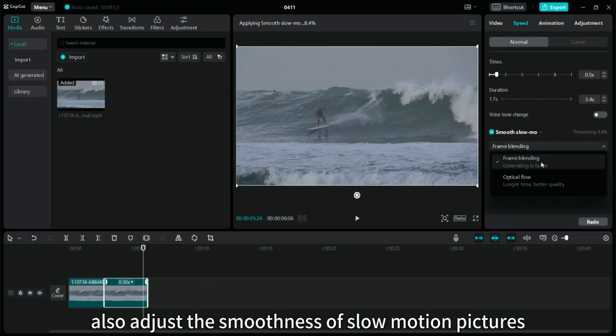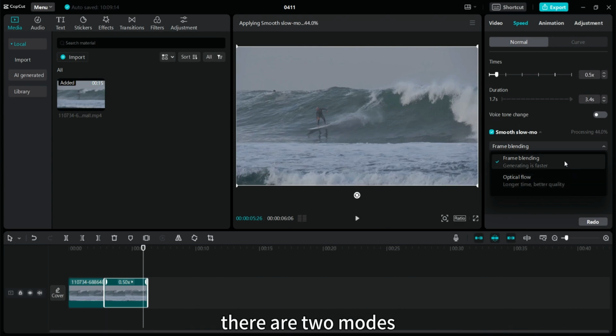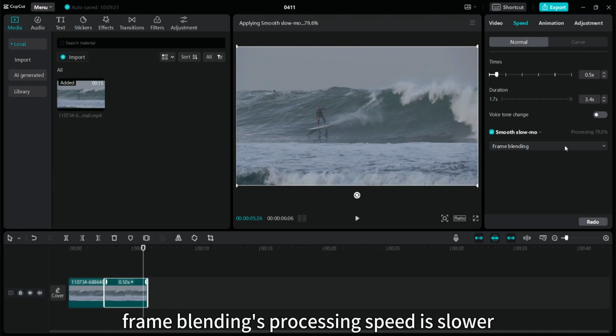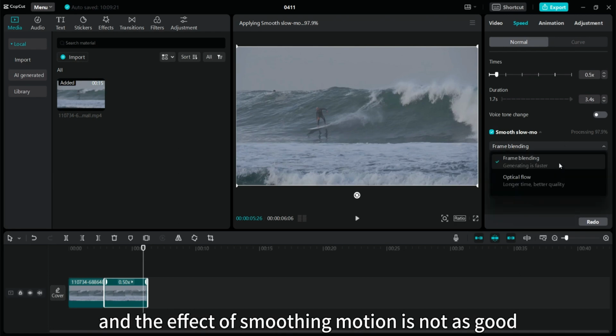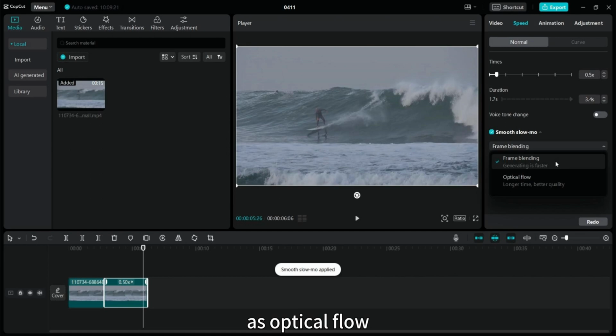Smooth slow-mo can also adjust the smoothness of slow-motion pictures. There are two modes. One is frame blending. Frame blending's processing speed is faster, but the effect of smoothing motion is not as good as optical flow. The other is optical flow. Optical flow's processing speed is slower, but the smoothing effect will be better.